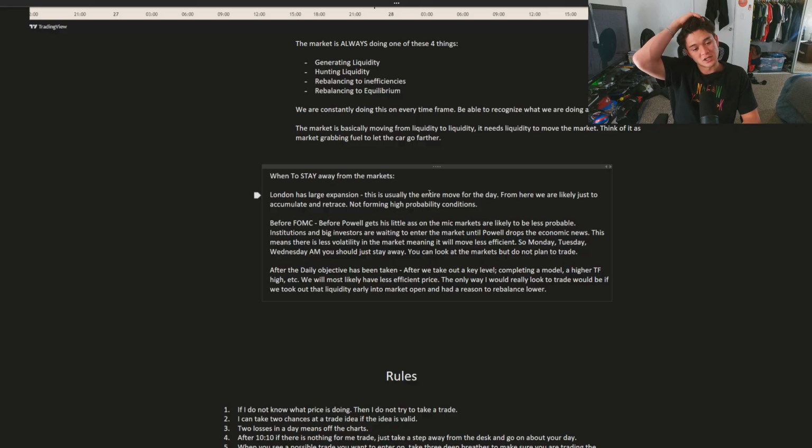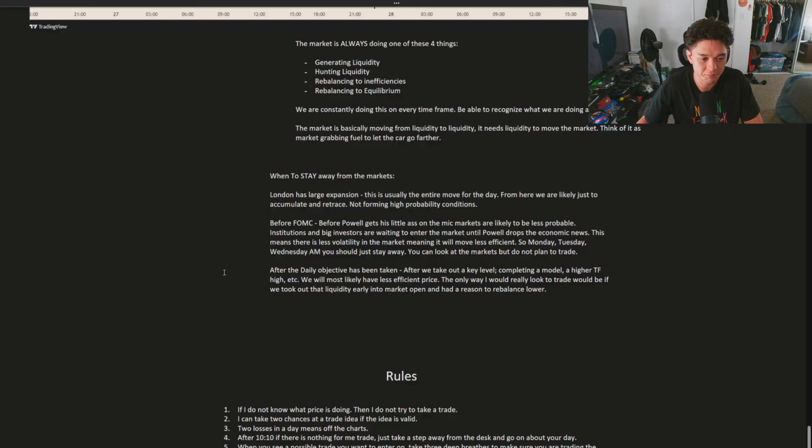Before FOMC, so FOMC and NFP as well, very high volatile news events, the days before those actual events will probably get slower price action because there's not as much volatility, because people are waiting for the news to drop to put money in the markets. So they're not going to be volatile. It's just not going to make sense. We're not going to get efficient price action.